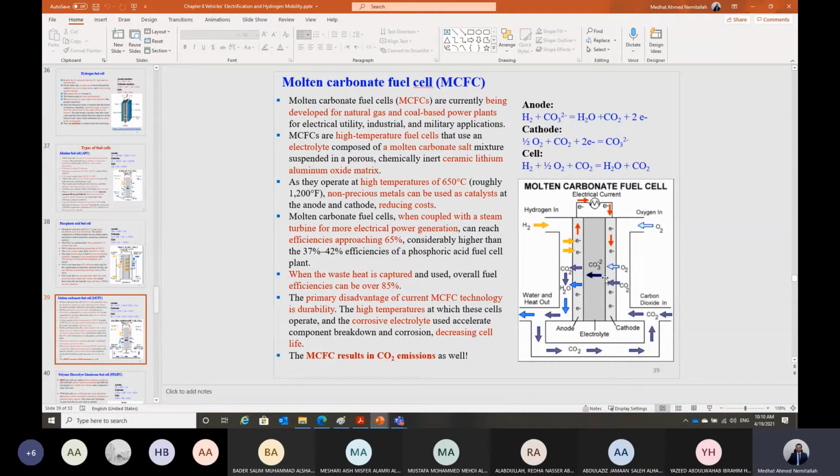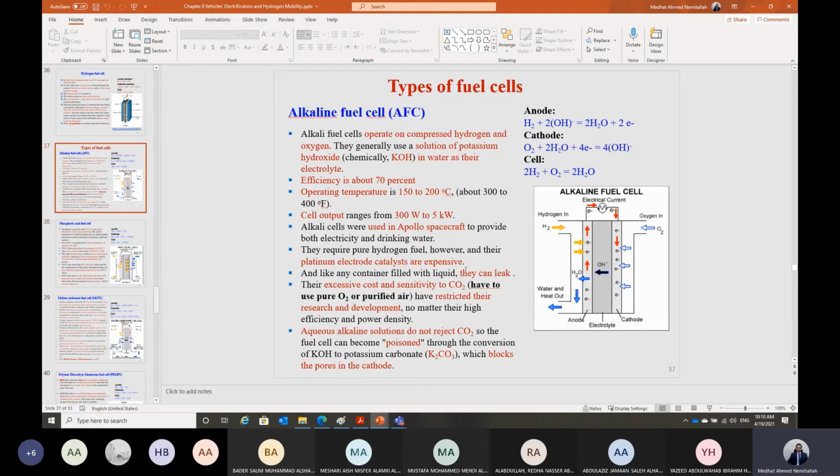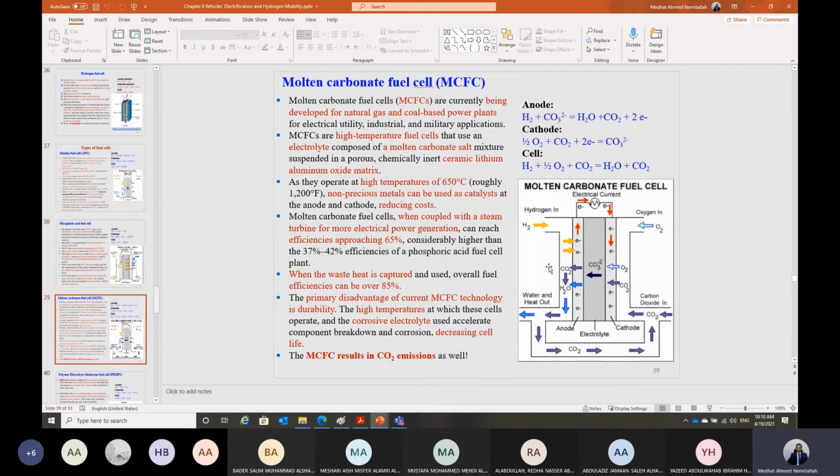But this fuel cell, to have these ions transfer through the electrolyte, we have to have a supply of carbon dioxide to this fuel cell. And that's why this fuel cell can work with natural gas and coal-based plants, in which the fuel itself has some carbon dioxide. So this one is not sensitive to carbon dioxide. We have seen this alkaline fuel cell is sensitive to carbon dioxide, and the carbon dioxide blocks the pores at the cathode. But this one, molten carbonate, can handle carbon dioxide, and it can handle different grades of fuel in this case.